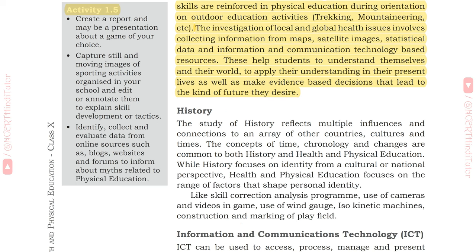Activity 1.5. Create a report and maybe a presentation about a game of your choice. Capture still and moving images of sporting activities organized in your school and edit or annotate them to explain skill development or tactics. Identify, collect, and evaluate data from online sources such as blogs, websites, and forums to inform about myths related to physical education.